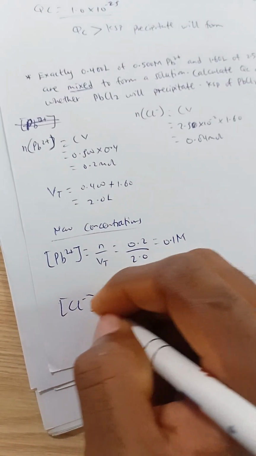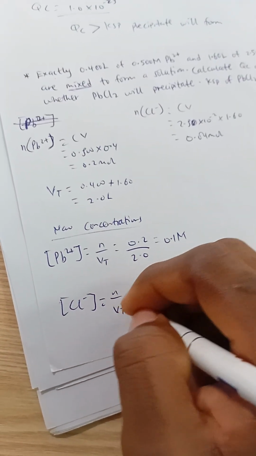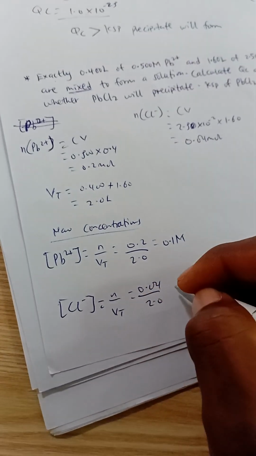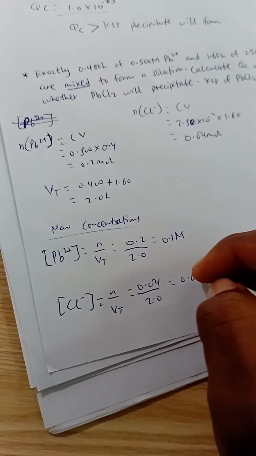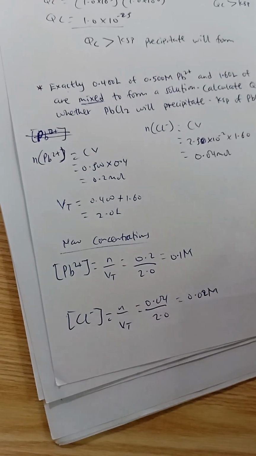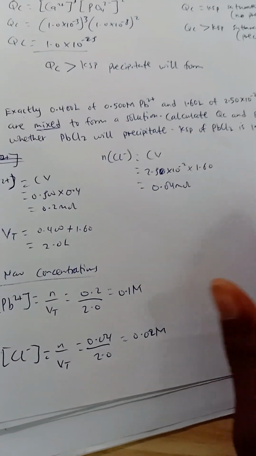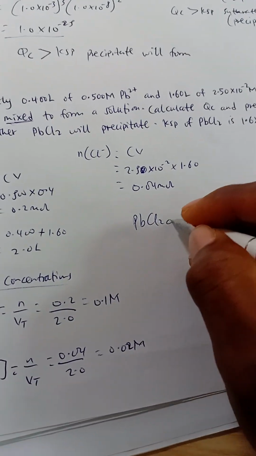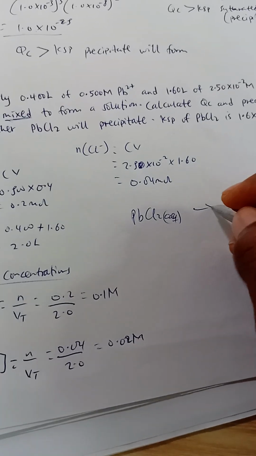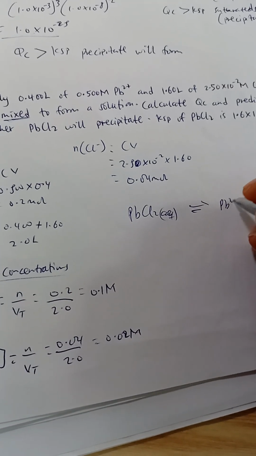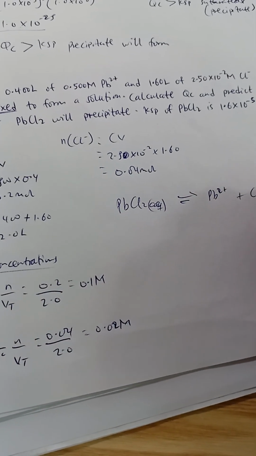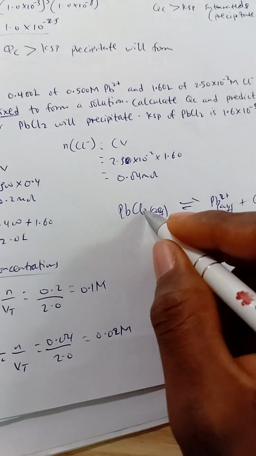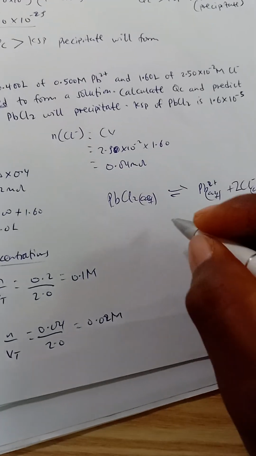Concentration of Cl minus now. Mole over total volume. The moles was 0.04. Total volume is 2.0. We are getting 0.02 molar. Now we know the concentrations of the ions and we know the Ksp. So let's write our equation of dissociation of the salt. Pb2 plus Cl minus aqueous, we balance 2.